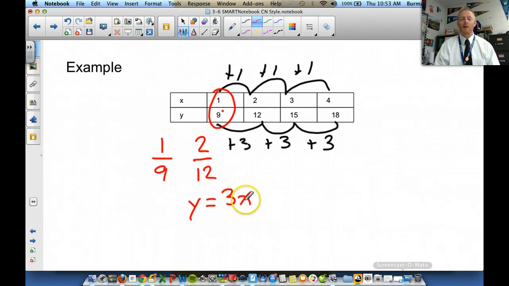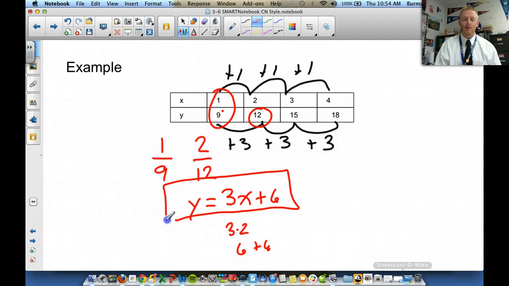Now if I have 3 times x, 3 times x is going to be however we get there. So if our x is 1, then 3 times x would be a 3. Now how much more do we have to add to it to make it a 9? So 3 plus 6 gets us to a 9. Let's see if that works over here again. 3 times 2 is 6. 6 plus 6 gets us to that 12. So this is actually my equation for this specific chart, or set of numbers.